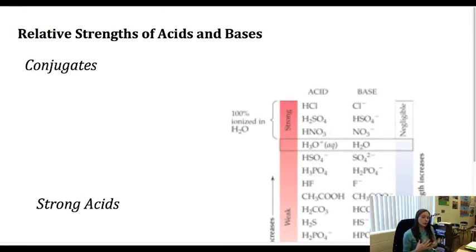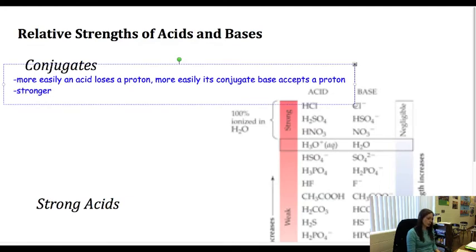Some will donate protons better than others. Because again, we're talking about an acid as being able to donate the proton. So the more easily an acid loses the proton, the less easily its conjugate base accepts the proton, which is the reverse reaction. So the stronger the acid, the weaker the conjugate base, meaning that my reverse reaction will not happen.